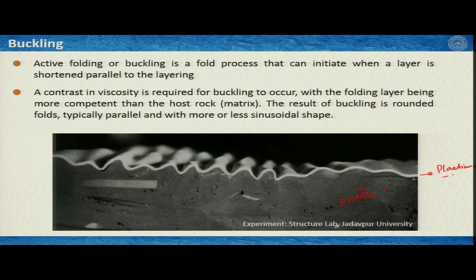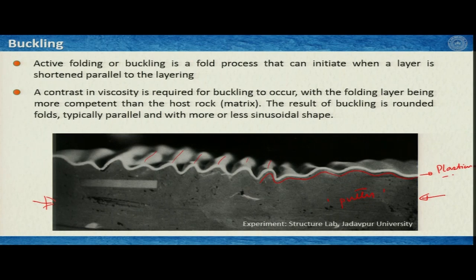Now you see how nicely when this putty got compressed, this white plasticine layer made an excellent fold. This is a buckle folding, and you see the fold axis in the third dimension. These are not necessarily cylindrical, but this is the buckling you see in the experiments that have been produced. So this is a typical buckle folding where you need a layer parallel compression.